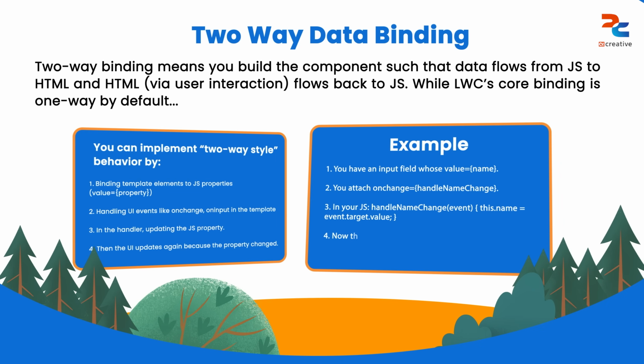In this example, you have an input field whose value is equal to the name property. You can attach an onChange event handler and the handler method as handleNameChange. So this handleNameChange method will be triggered whenever there is a change, and inside your JavaScript you can handle this event and extract the value from the target of where the event occurred and attach it to the name property. Now this will update the UI and the UI will show whatever name is, and when the user types, the name updates, so the UI and the model stay in sync.